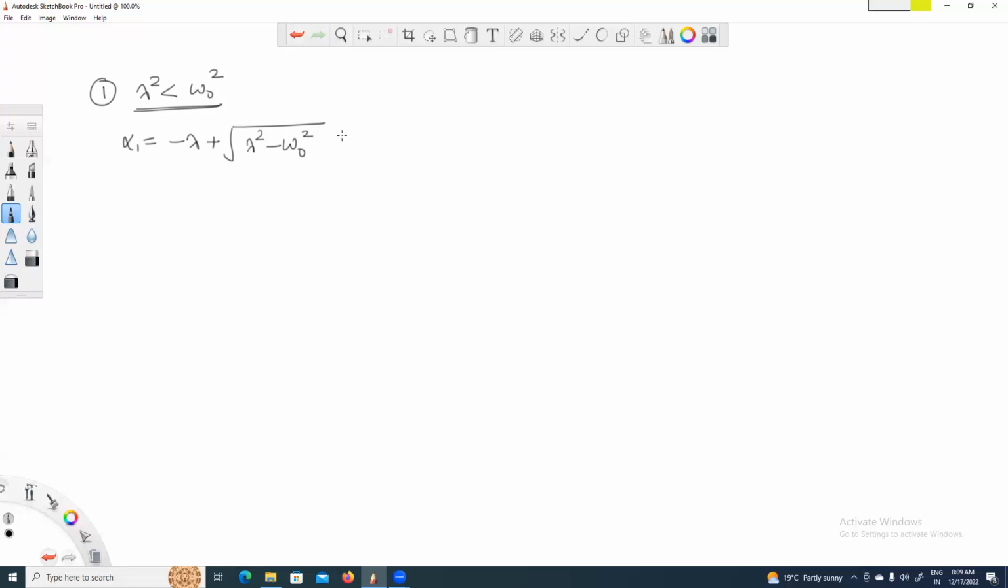So I can write this as minus lambda plus square root of minus 1 times omega naught square minus lambda square. Now I know omega naught square is greater than lambda square, so this term would be positive. And minus 1, I can write in terms of complex: minus lambda plus i times square root of omega naught square minus lambda square.